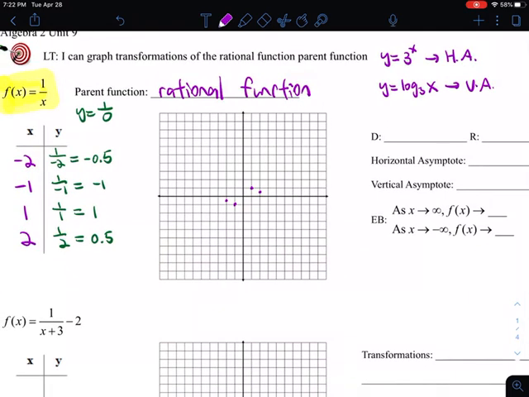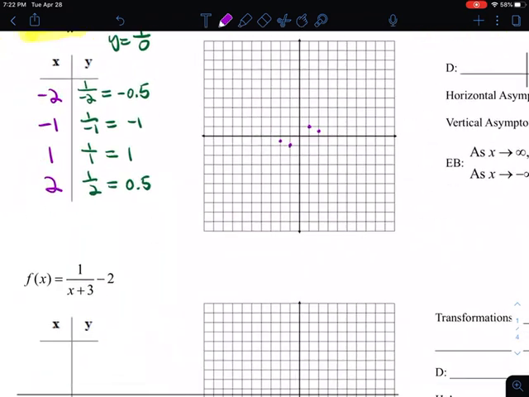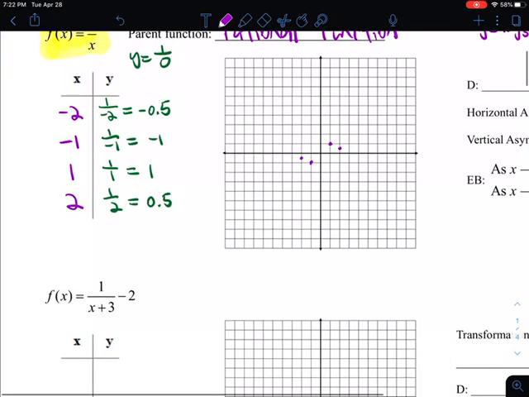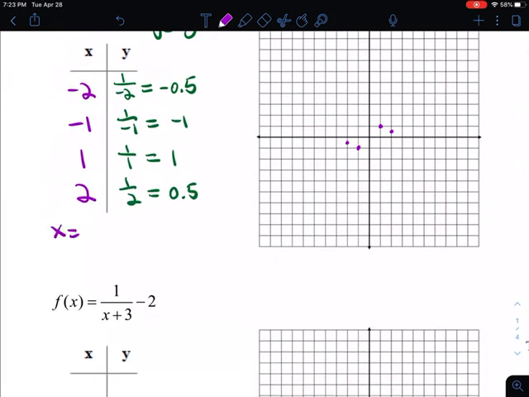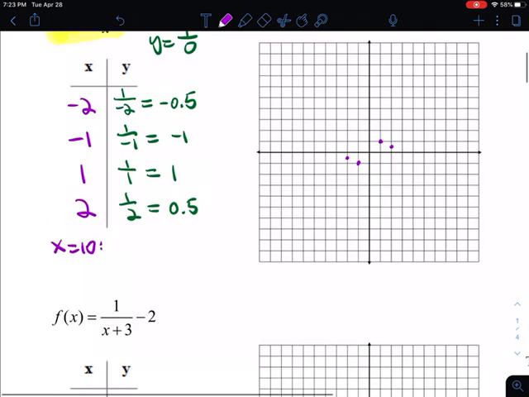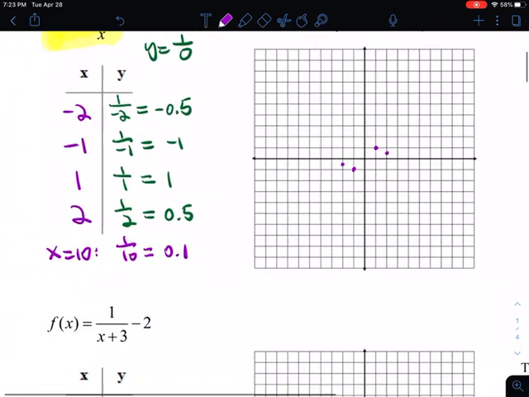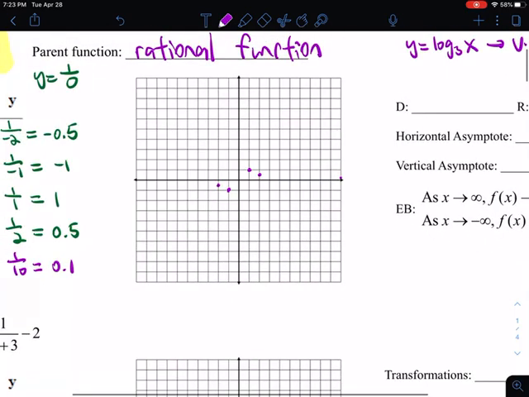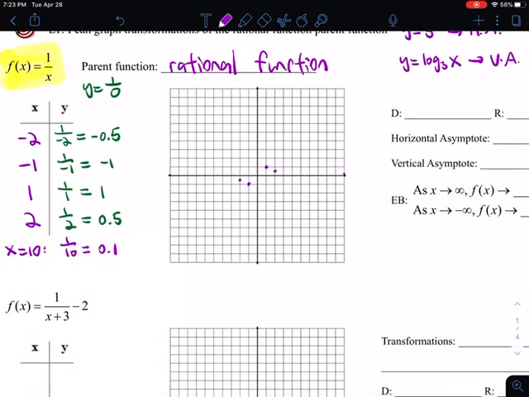Let's start with seeing what the horizontal asymptote is going to be. To help us do that, let's pick a few more points for x. Let's say I pick x as 10. Then y will be 1 over 10, which is going to be 0.1. So let's graph that. When x is 10, y is 0.1, so that's going to be right about there. As we see, when x gets really, really big, our y value is going to get really, really small, but it's still going to be positive. So this part of the graph will look something like this.